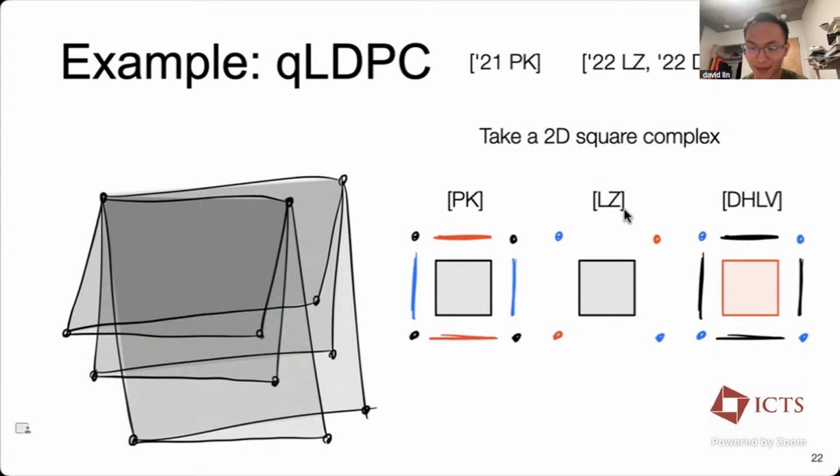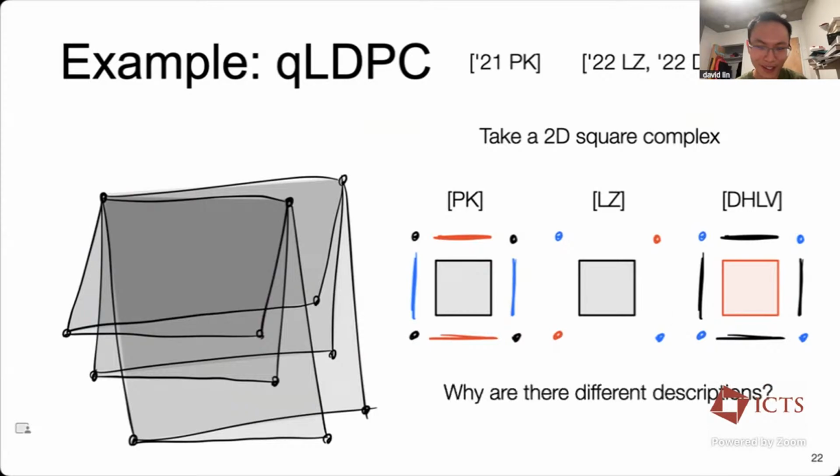Well, for Zémor, it says something completely different. It says you place the qubits on the faces, and then the checks on the vertices, and you don't use the edges. Okay, somehow. But in the last case, it's again different. So you put the qubits on the edges, X checks on the vertices, and Z checks on the faces. So you can see they're just completely different.